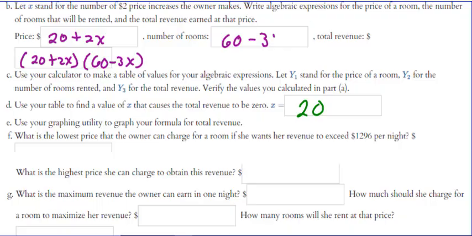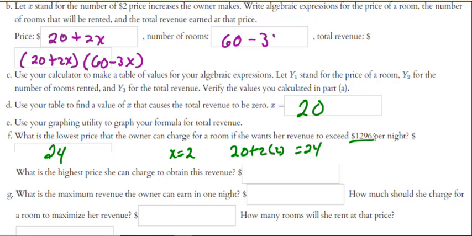So the lowest price would be an X of 2, and price would be 20 plus 2 times X, so 20 plus 2 times 2, so that'd be 24. So the lowest price that she could charge would be 24 and still make a revenue of $12.96.